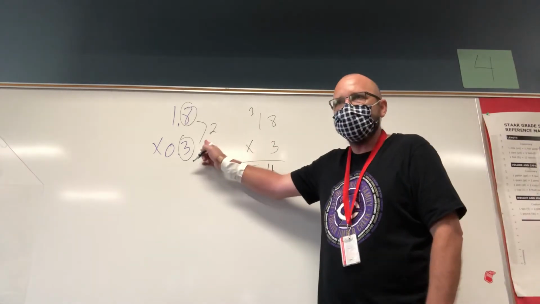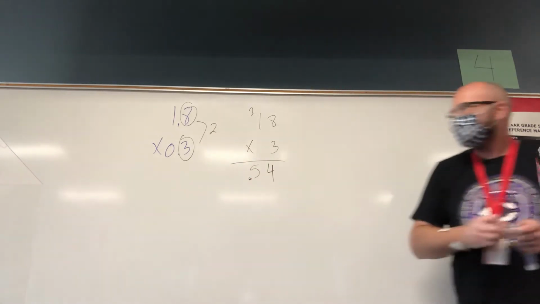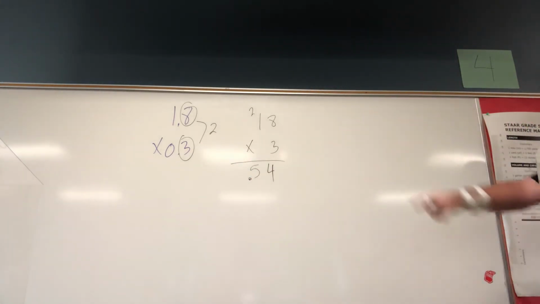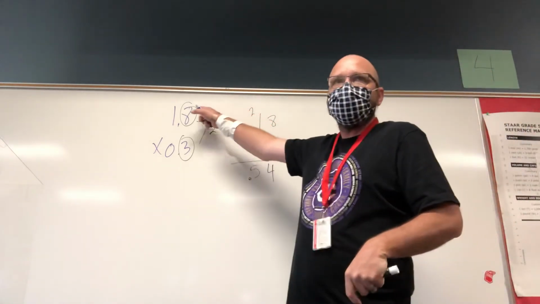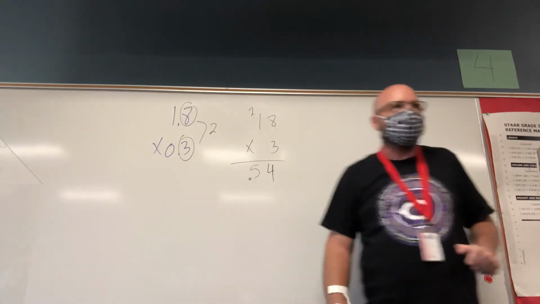How many numbers behind the decimal point? 2. There are 2 numbers behind the decimal point. So did I make my 1 and 8 tenths smaller? Yes, my product is smaller than my greatest factor.